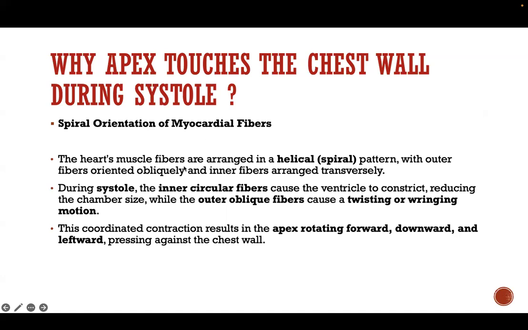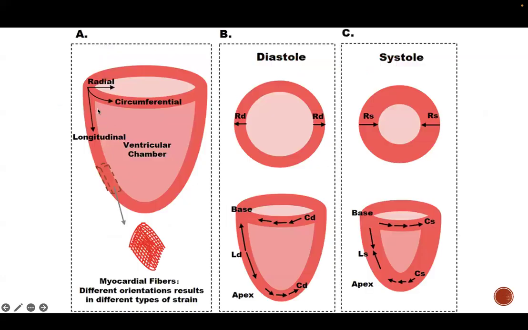The heart muscle fibers are arranged in a helical, spiral pattern. Whenever there is heart contraction, there are two types of fibers: the outer fibers and the inner fibers. The inner fibers, located in the inner part of the myocardium, move inside. This leads to contraction of the heart and narrowing of the ventricular chamber. But when this narrowing occurs, there is rotation of the outer fibers in such a way that the apex goes outwards and downwards toward the chest wall. The remaining part of the heart generally stays in constriction, however the apex moves towards the chest wall and this is felt at the apex.